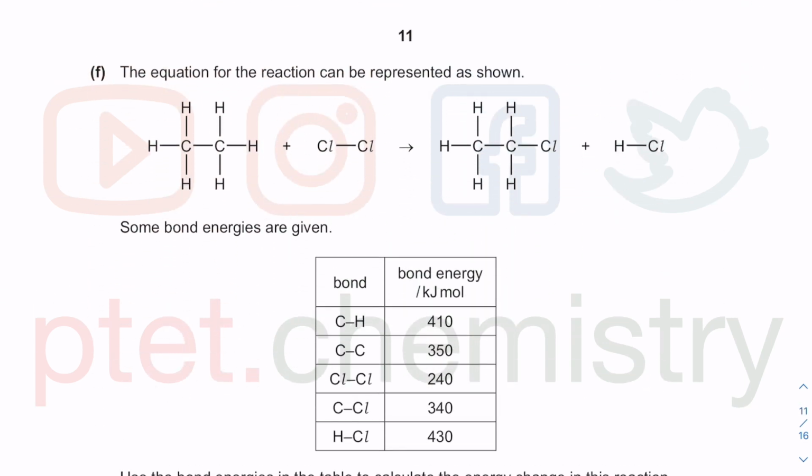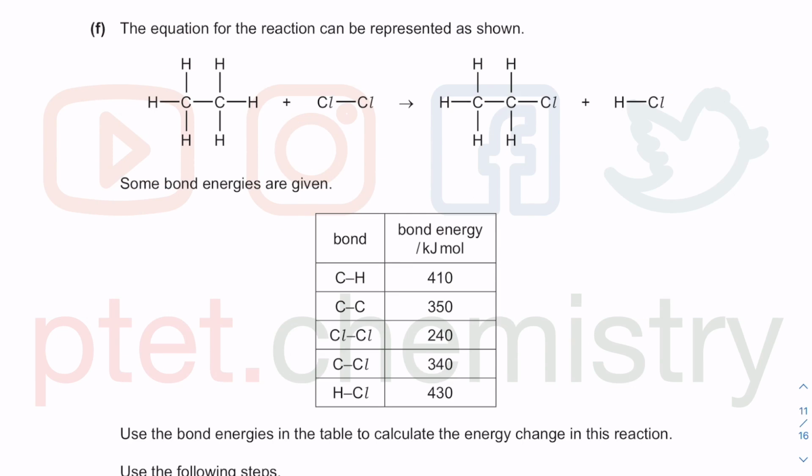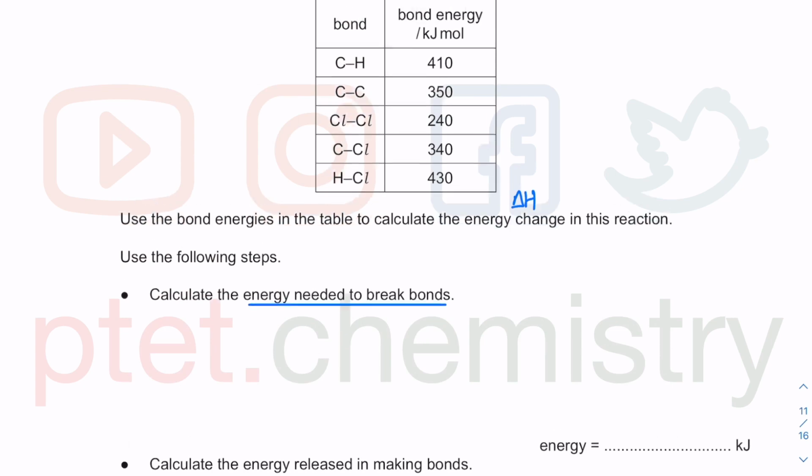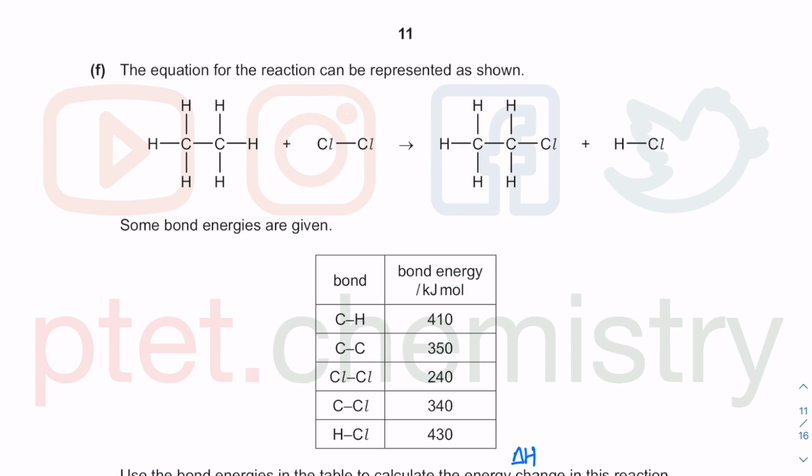Now in this part F, we are given some of these bond energies. So use the bond energies in the table to calculate this energy change, this enthalpy change. So use the following steps. First of all, energy needed to break bonds. So we have to break everything in here. So when we break everything in here, what are we going to do?